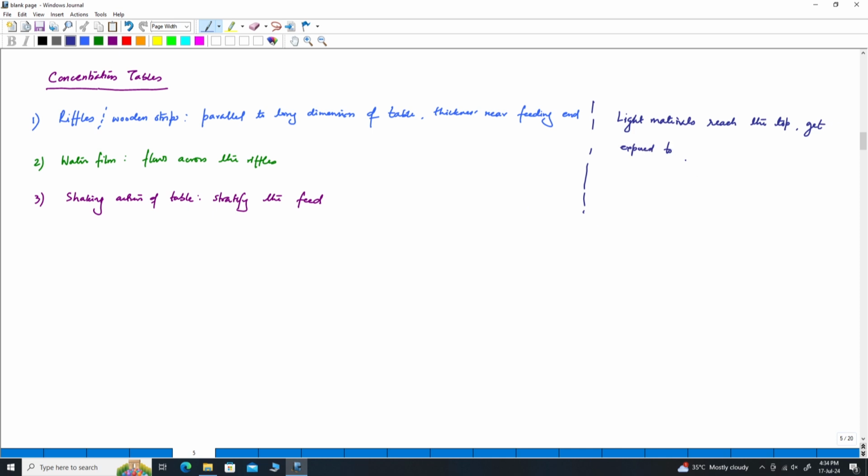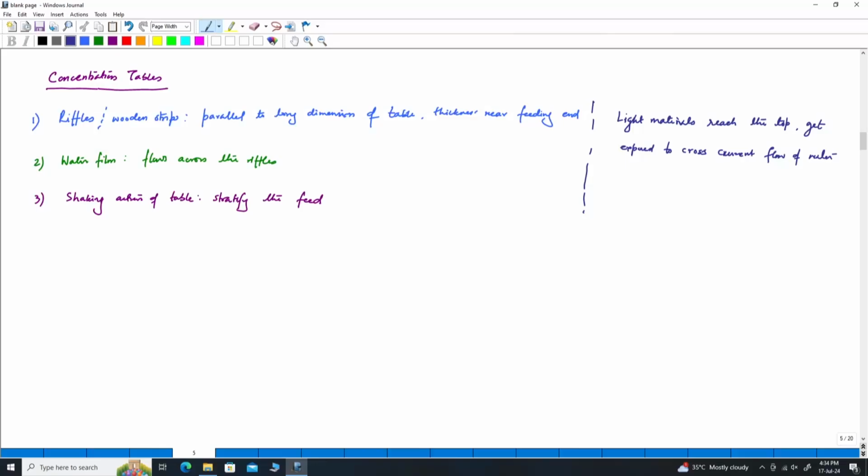These materials get exposed to the crisscross, cross current flow of water. So the light metals reach the top and they get exposed to the cross current, because the table is moving in one direction, the light materials tend to tip off and they get carried away with the cross current flow of water.